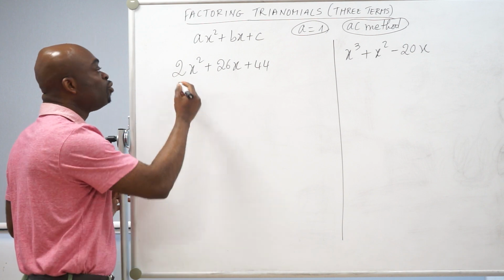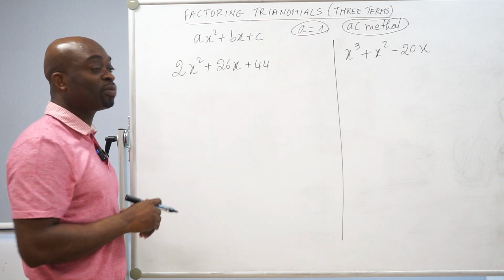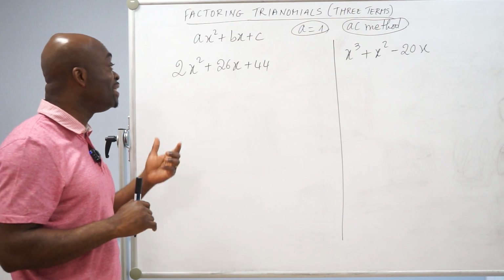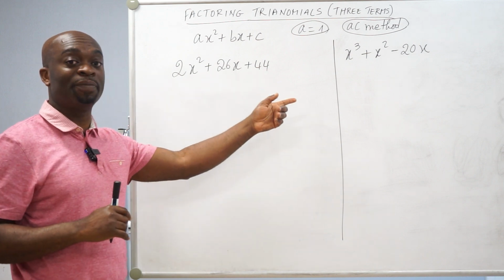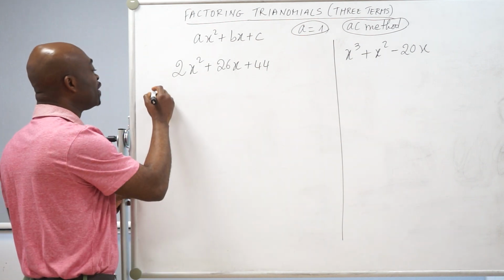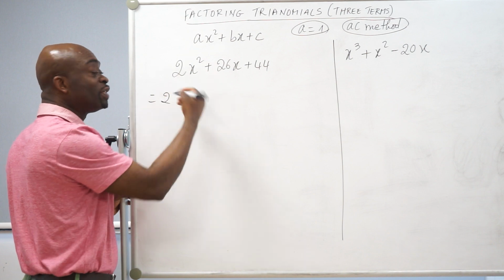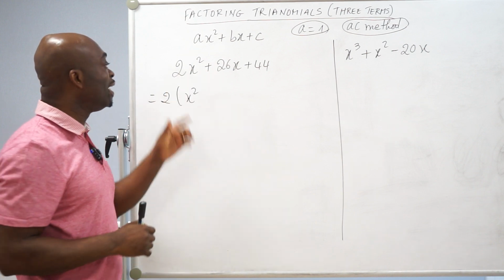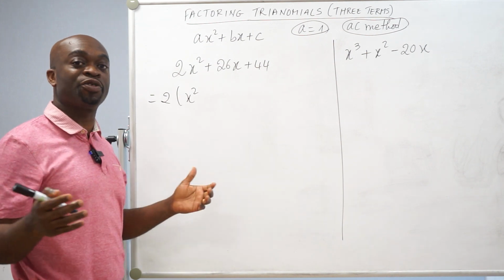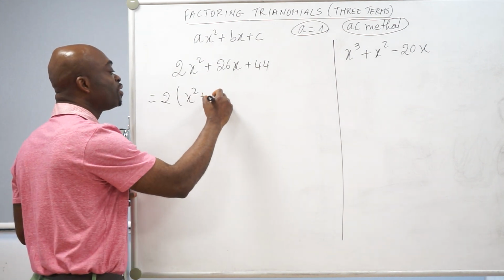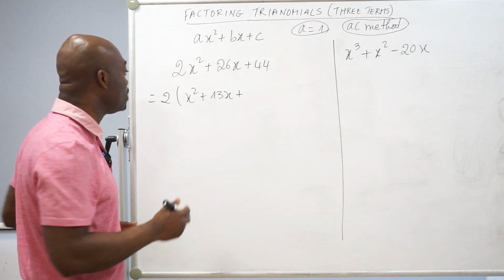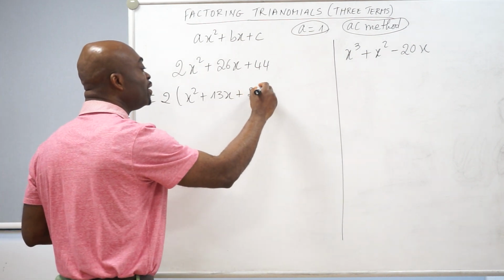So in this case, we have 2x squared plus 26x plus 44. Is there anything that we have in common for all those 3 terms? Yes, because 2 can go into all of them evenly. So if 2 goes into all of them evenly, what do we have? 2 divided by 2 is 1, so we end up with x squared for the first one, correct? And then 2 goes into 26 how many times? 13 times. So that gives us 13x. And then 2 goes into 44 how many times? 22 times. So we have 22 in this case.